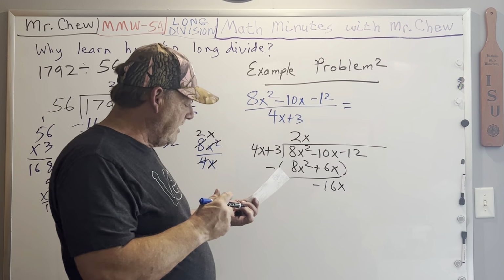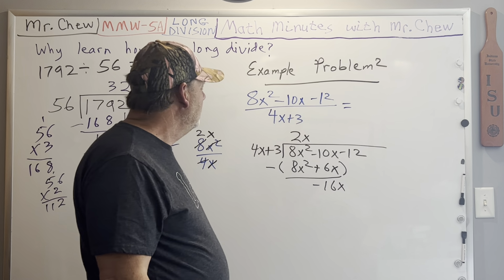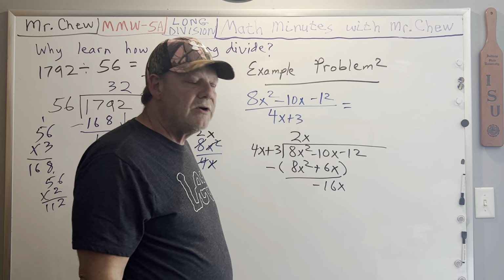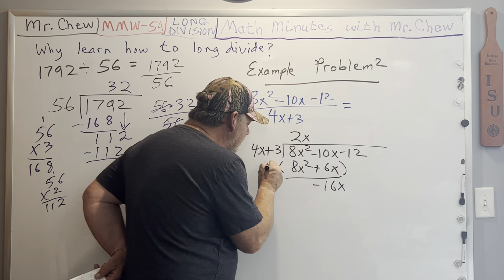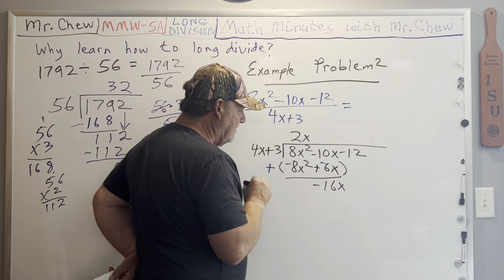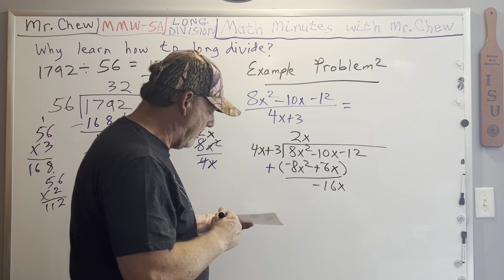Now, when I was teaching my brick and mortar 8th grade, 9th grade, and 10th graders this, I'd say, when we're subtracting these two, we change this to plus the opposite. And then this is my 0, and this is my negative 16x.